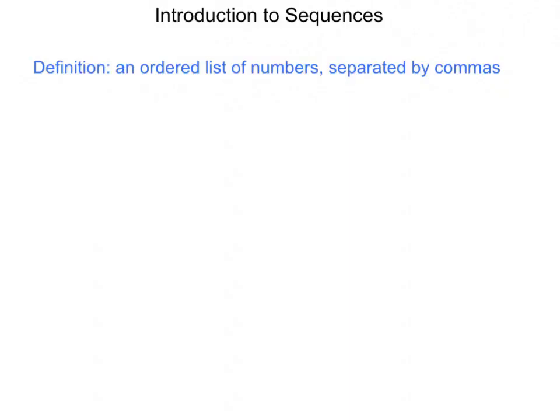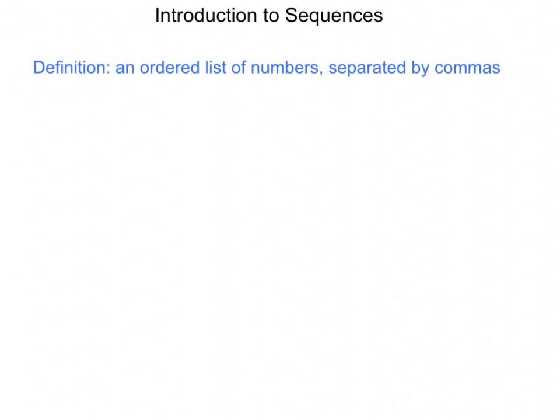The goal of this lesson is to get you acquainted with sequences and with a lot of the vocabulary surrounding sequences. Before I can get into any of that, I feel like we need to start with a definition. So the definition of a sequence is nothing more than an ordered list of numbers that's separated by commas.